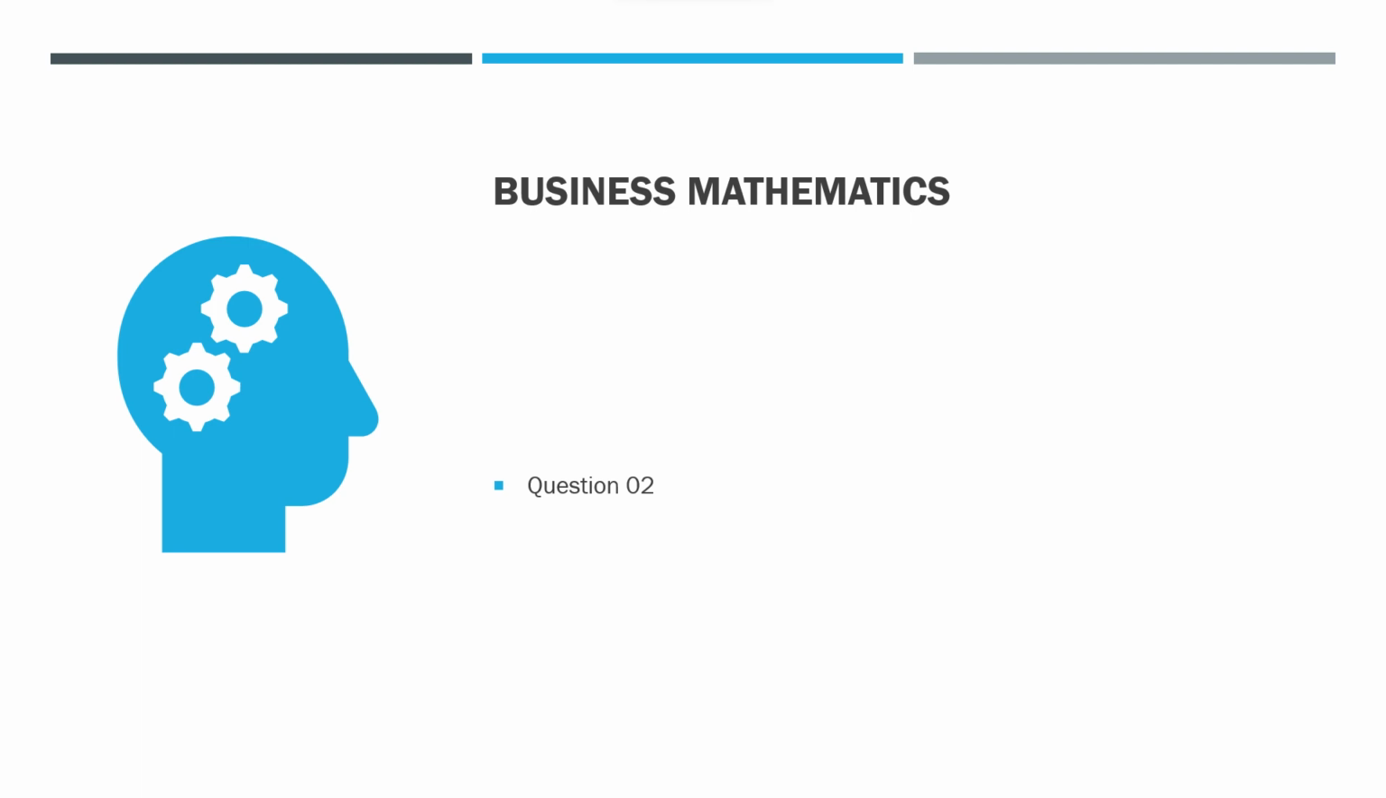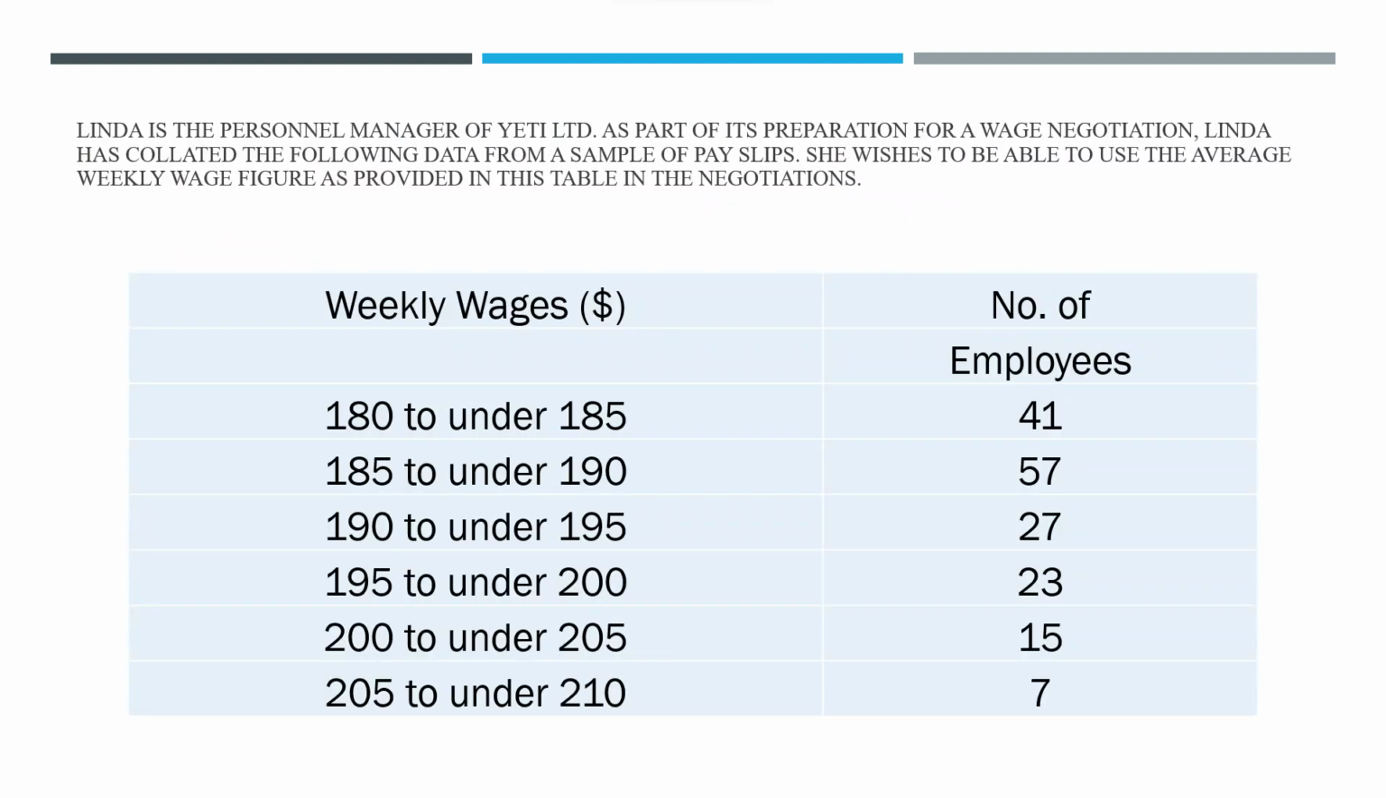Today's question is: Linda is the personnel manager of Yeti Limited. As part of its preparation for wage negotiations, Linda has collated the following data from a sample of payslips. She wishes to be able to use the average weekly wage figure as provided in this table in the negotiations. The first column in the table is the weekly wage in dollars.